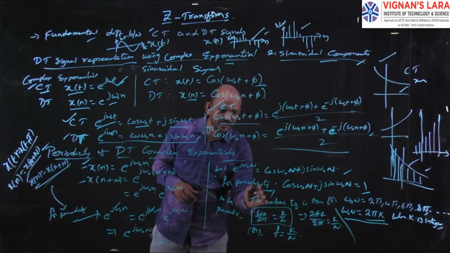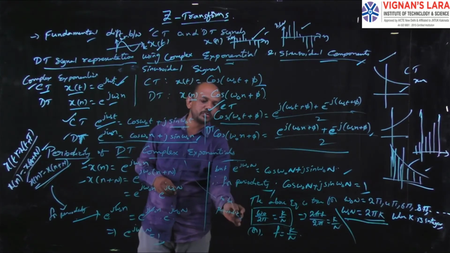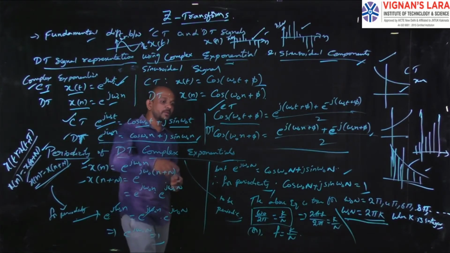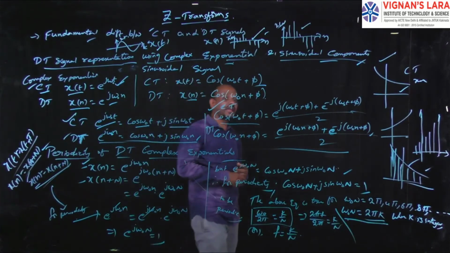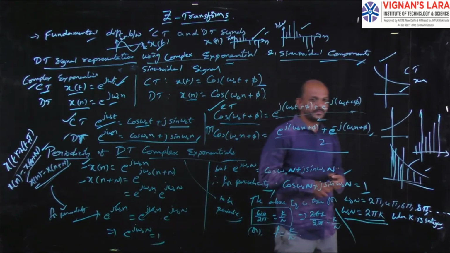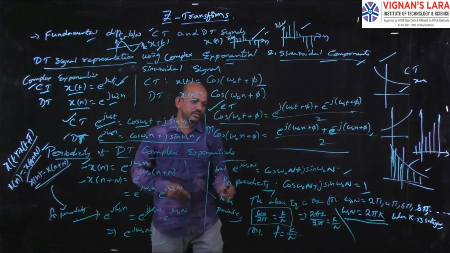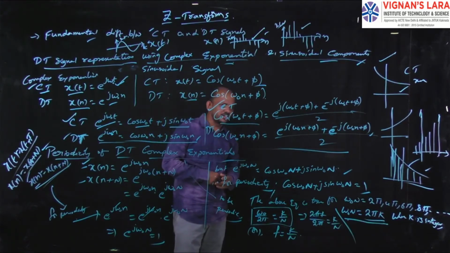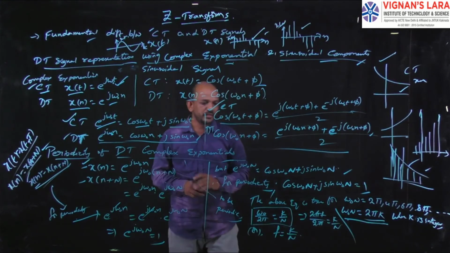This is the condition for a discrete time complex exponential to be periodic. If you want the discrete time complex exponential signal to be periodic, then it has to satisfy omega naught by 2 pi equal to k by n, where k is an integer and n is the period, which is also an integer. Hence omega naught by 2 pi will be a rational number.